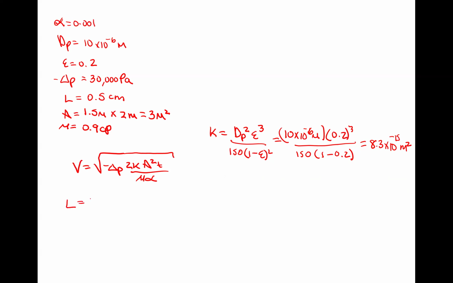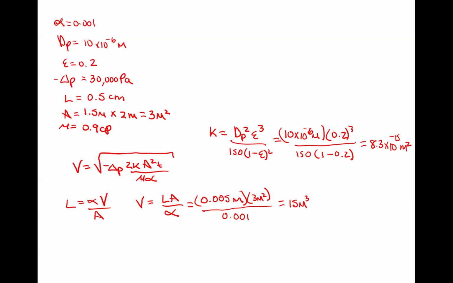And the equation is the thickness of my cake. The thickness of the cake is already given. And at that thickness, I can calculate my volume, right? The volume, just by mass balance, is determined by the fraction of solids that makes 0.5 centimeter of cake. So to make 0.5 centimeter of cake, I need this volume, LA over alpha. So I have to change this 0.5 centimeter to meter. I have 3 meters squared and 0.001. So that gives me 15 cubic meters. So now that I have that volume, then I can solve for time.